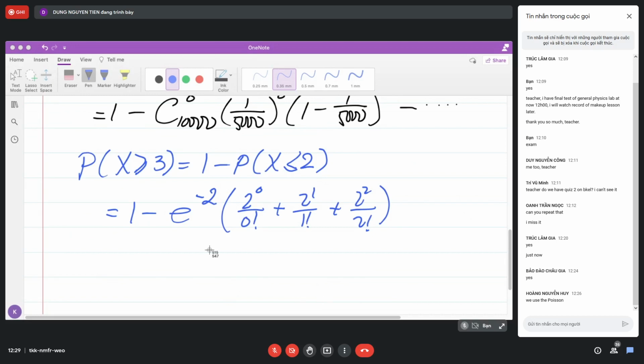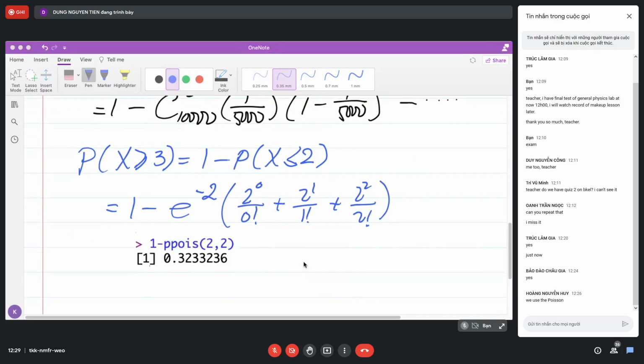Okay. What we get here is 0.3233 for the answer. All right. What if I use the binomial distribution instead of Poisson distribution? Do I get the similar thing?